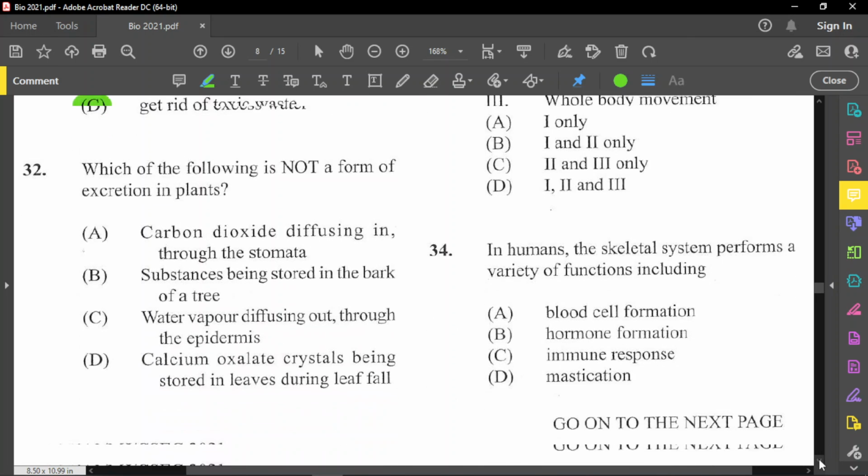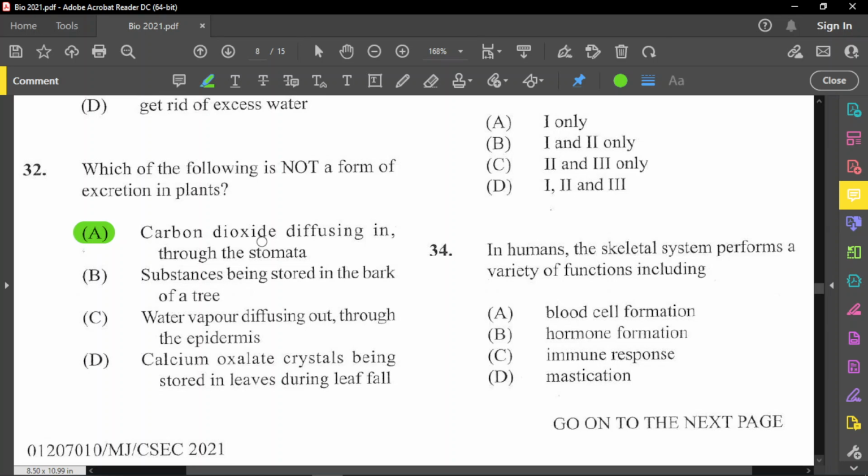All right, 32, it said which of the following is not a form of excretion in plants? So it's not getting rid of any form of waste, in other words, right? So looking at option A, it's carbon dioxide diffuses in, keyword here, diffuses in through the stomata. If you're taking in something, it's not excretion, because excretion is to remove it. So by virtue of the word in, I could also say that this is not a form of excretion.